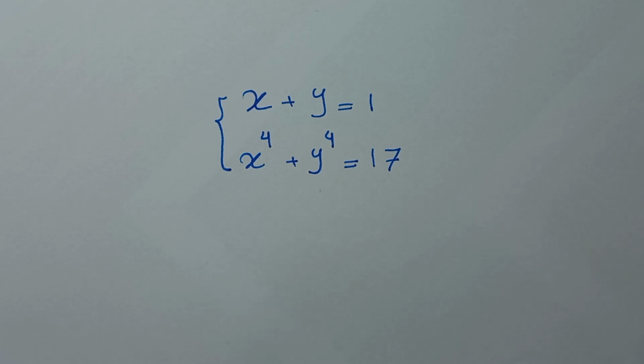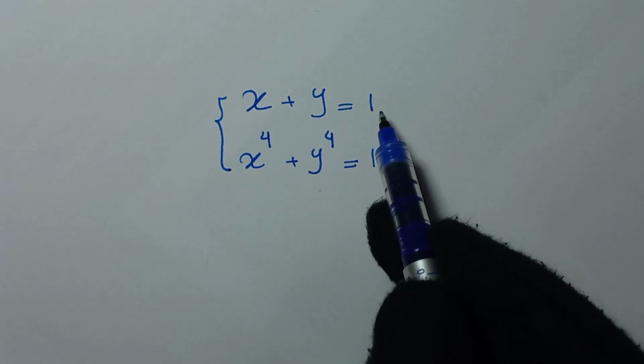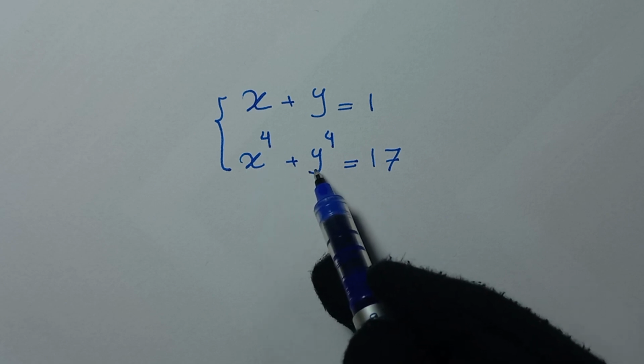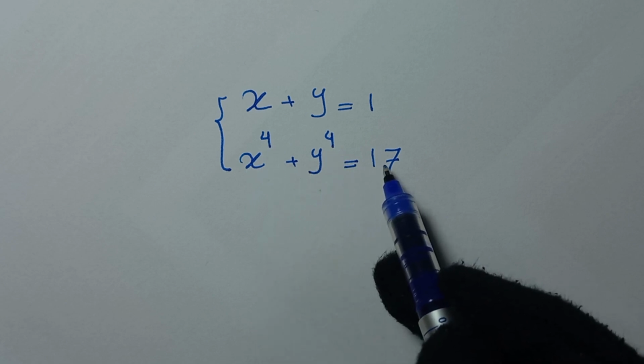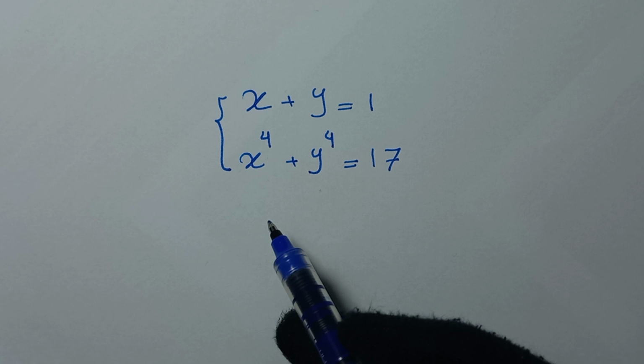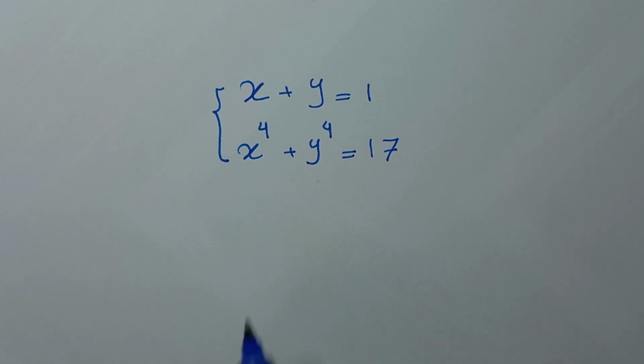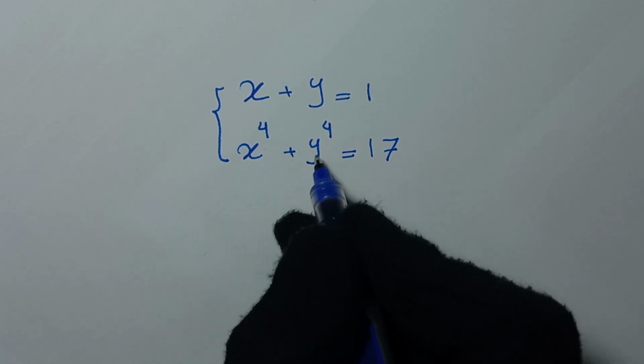Hello my friends, you're welcome to solve this math problem, which is x plus y is equal to 1, x to the power of 4 plus y to the power of 4 is equal to 17, to find the values of x and y. In the first step, in here we have x to the power of 4 plus y to the power of 4.